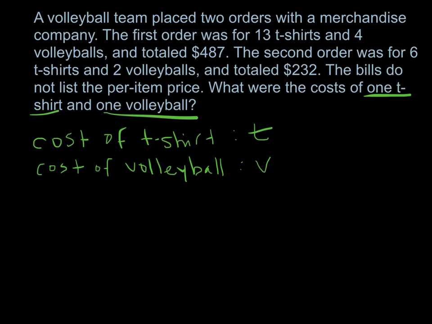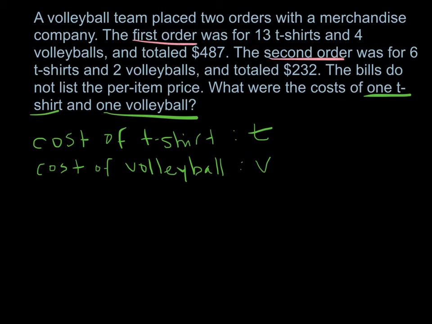Since we have 2 unknowns, we need 2 equations in the problem. So we need to figure out what are the 2 different topics being talked about in the problem. And there are 2 things laid out for us. We have the first order and the second order, right?